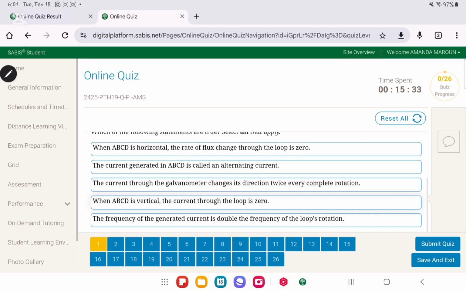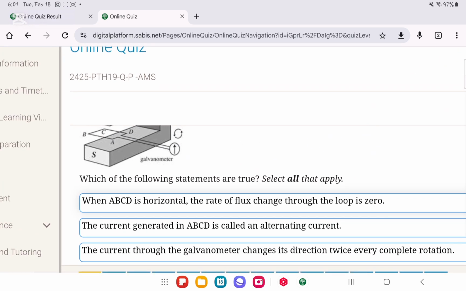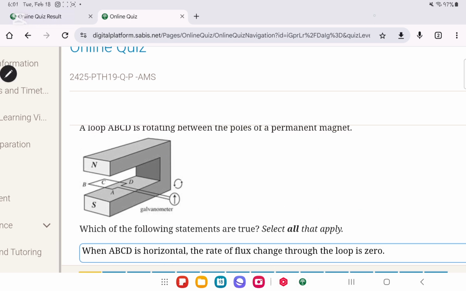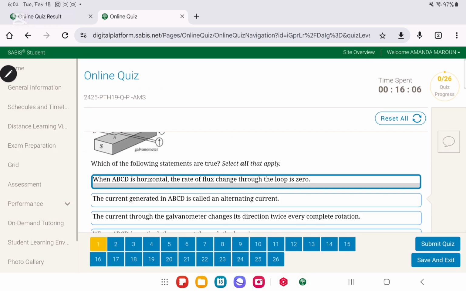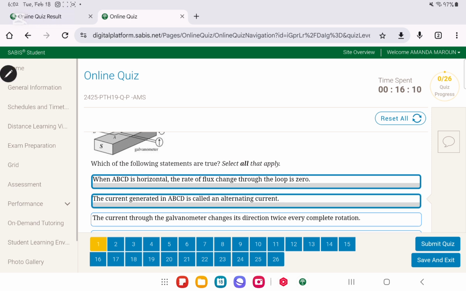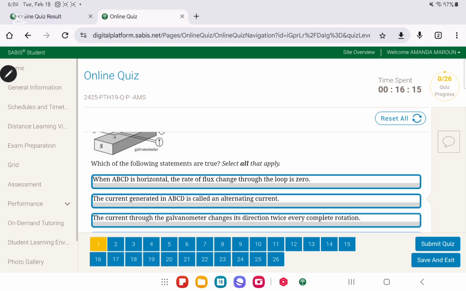So let us choose the options. When ABCD is horizontal, the rate of change of flux through the loop is 0, so let us draw it to be horizontal. It's already given as horizontal. And we know that the magnetic field is from north to south, so as you can see, it's perpendicular, so 90 degrees, so there is no rate of change in the magnetic flux. Okay, now we move on to the next one. The current generated in ABCD is called an alternating current. This is correct. The current through the galvanometer changes its direction twice every complete rotation.